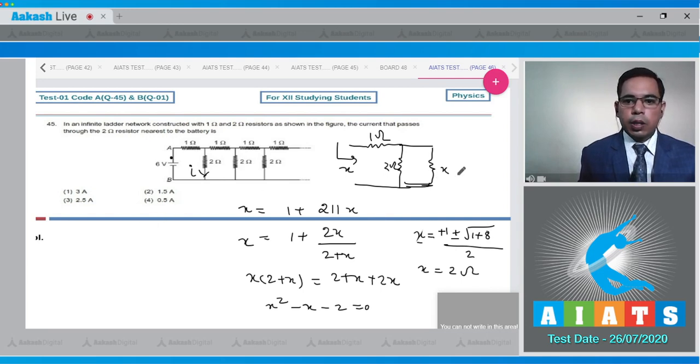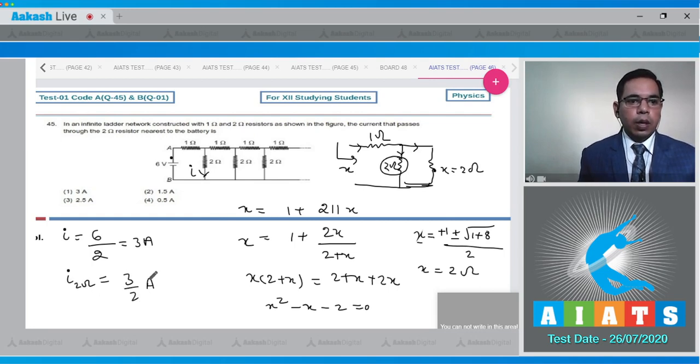Then for this circuit, calculating the total R equivalent. Now, what is the current through the 1 ohm resistance? This will be equal to 6 divided by 2, that means 3 ampere. Now this 3 ampere goes and is further divided in these two branches. That means there are 2 ohm and 2 ohm, so the current will divide equally. That means the current through the 2 ohm resistance will be equal to 3 by 2 ampere. Now which option is correct? Option 2 will be the correct answer.